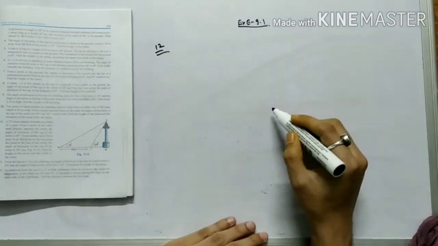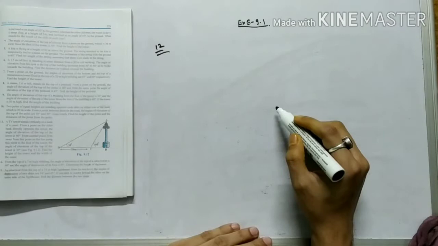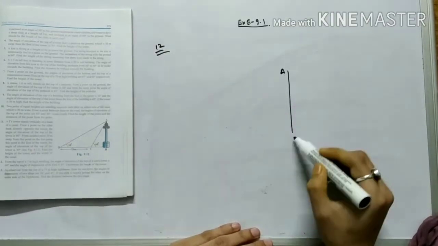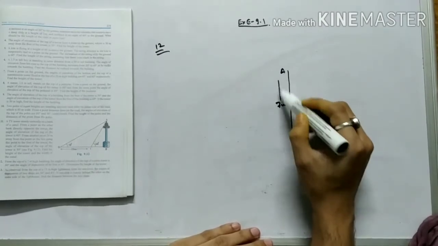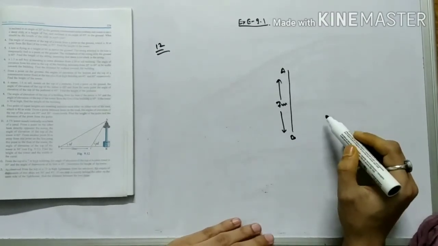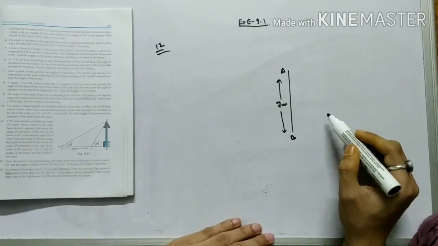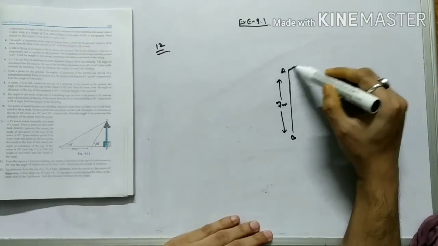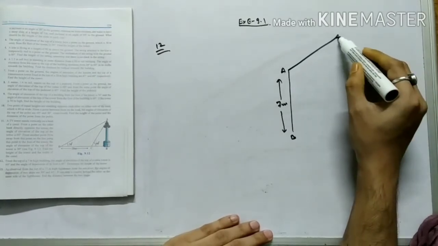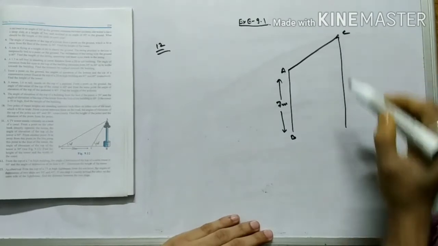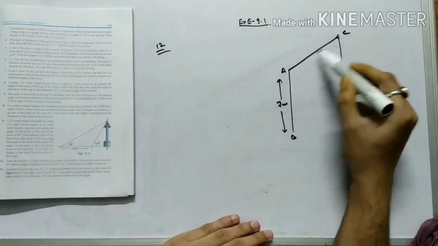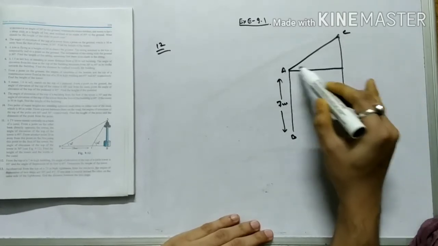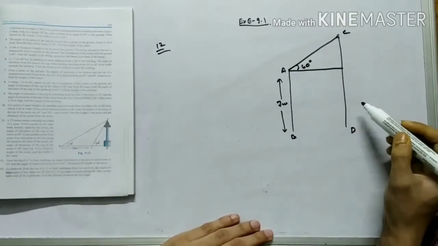So from the top of a 7-meter high building, let's take this is AB, this is the 7-meter high building. From the top, the angle of elevation of the top of a cable tower, this is another tower there, this is CD. The angle of elevation of the top of the cable tower is 60 degree. From this point the angle of elevation is 60 degree.